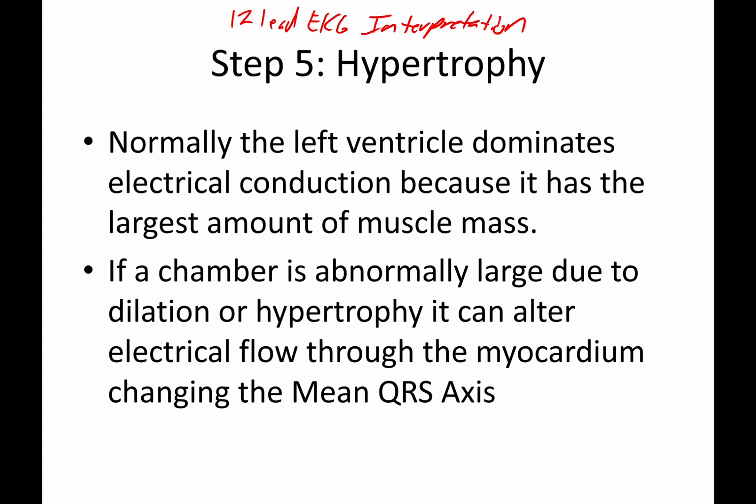So, hypertrophy. In a normal scenario, the left ventricle is the largest portion of the heart. It has the most meat to it, which makes sense. It has to generate more force than any other part of the heart in order to create blood pressure for your entire body. That's why typically our vector, our mean QRS, is down and to the left, because that's where that larger portion of the heart is.